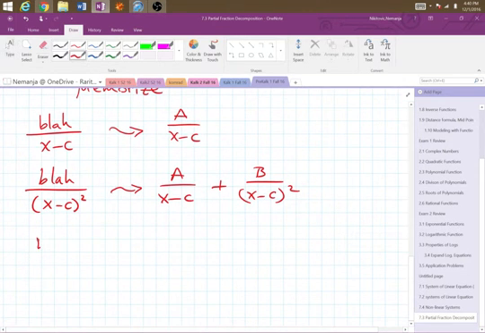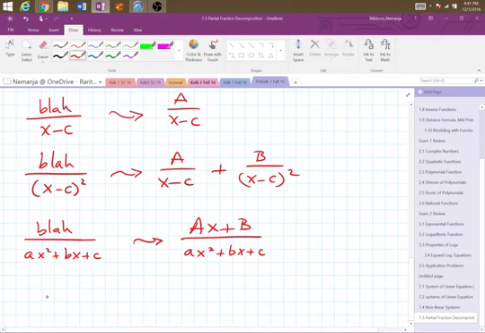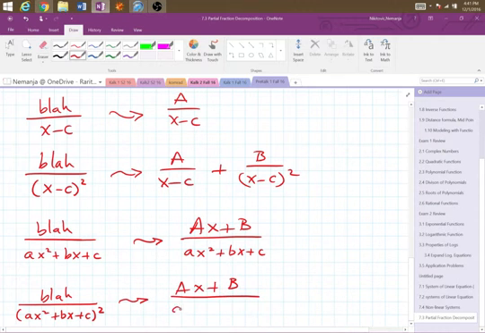Then you can have an unfactorable quadratic. Like, let's say x squared plus 100. That factors over complex numbers, but you can't factor it into real linears. In that case, the setup is this. And then you have one more, which is a repeated unfactorable quadratic, which sets up similarly. So these are the 4 setups.